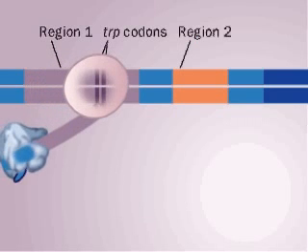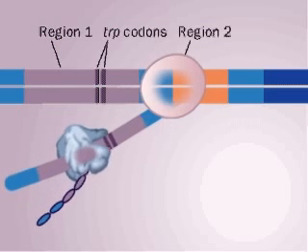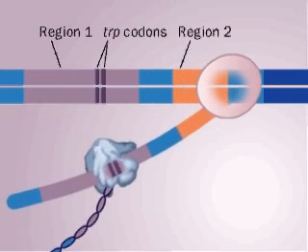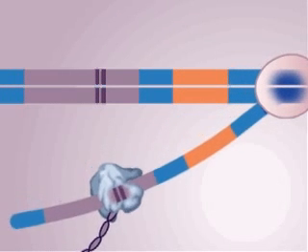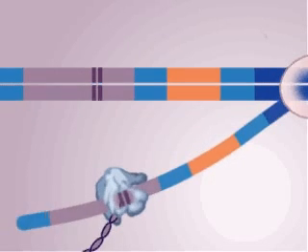When the tryptophan level is low, ribosomes translating the leader mRNA as it emerges from the RNA polymerase pause briefly when they encounter 2 tryptophan codons in a region called 1. They wait for trp-charged tRNAs in order to continue.